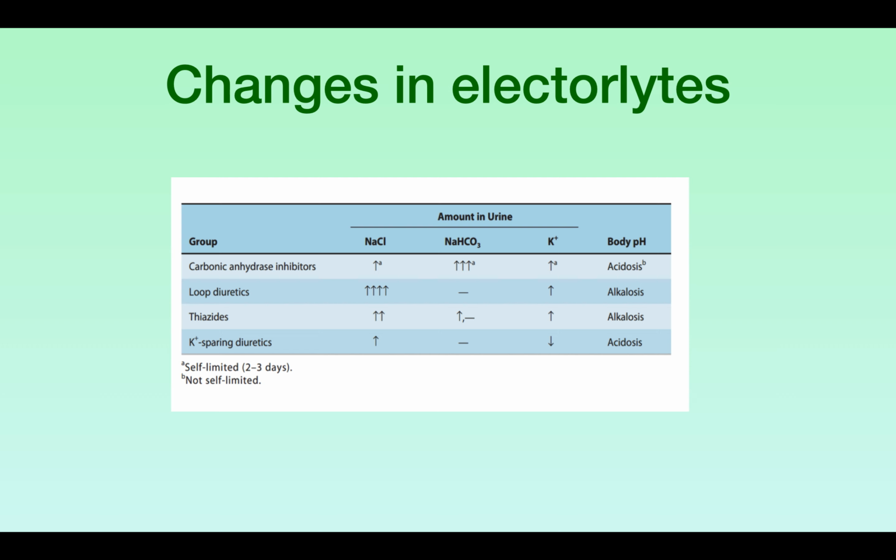Here are the changes in the electrolytes. So carbonic anhydrase inhibitors, acidosis; potassium-sparing diuretics, acidosis; loop diuretics and thiazides will result in alkalosis, and the potassium will be increased in all of them except for the potassium-sparing diuretics, of course. Well, in the urine. This is important, sorry.